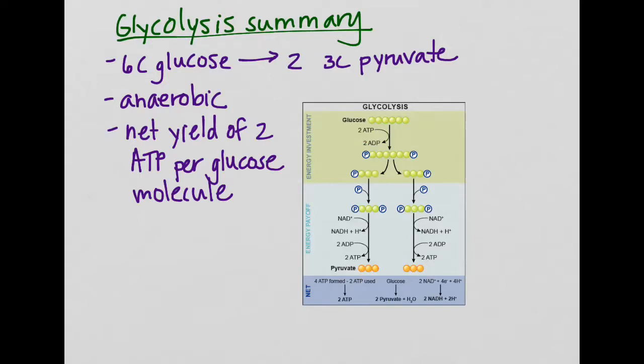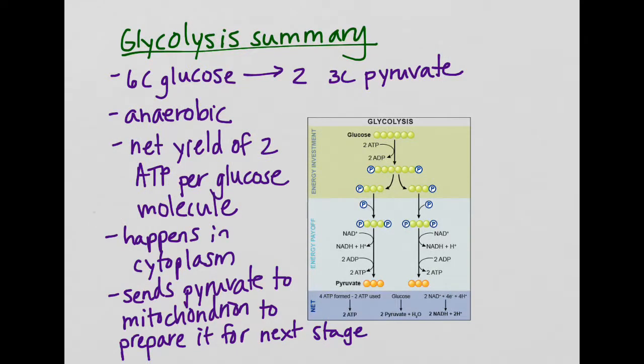From there, the pyruvate that we've created, shown there and there, those 3 carbon molecules, will then move into the inner compartment of the mitochondrion, and it will then go through a little reaction that will prepare it for the next stage of respiration, which is our Krebs cycle, or the citric acid cycle, which will take our pyruvate and turn it into something called acetyl-CoA, which can then enter into the Krebs cycle, or that citric acid cycle. If oxygen is not present, then that pyruvate will be converted into lactic acid, and this again can't happen in the mitochondrion, it's going to happen in the cytoplasm.